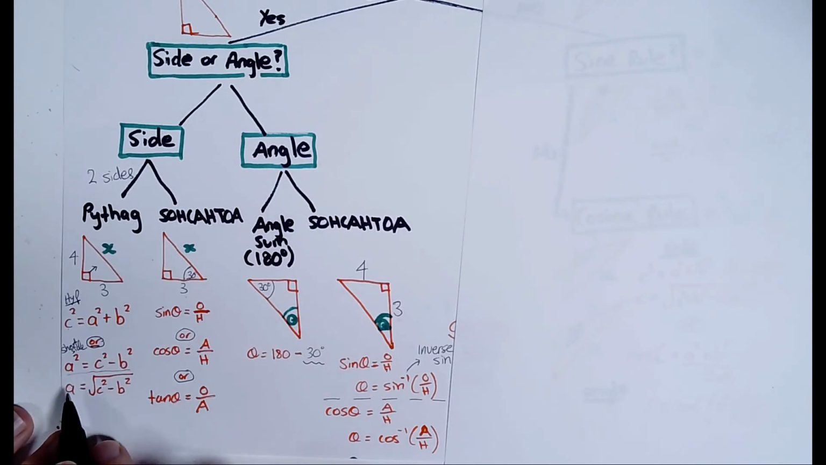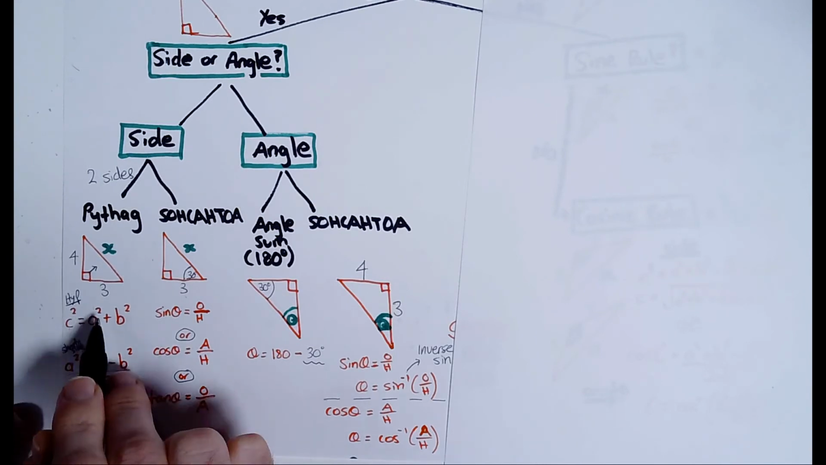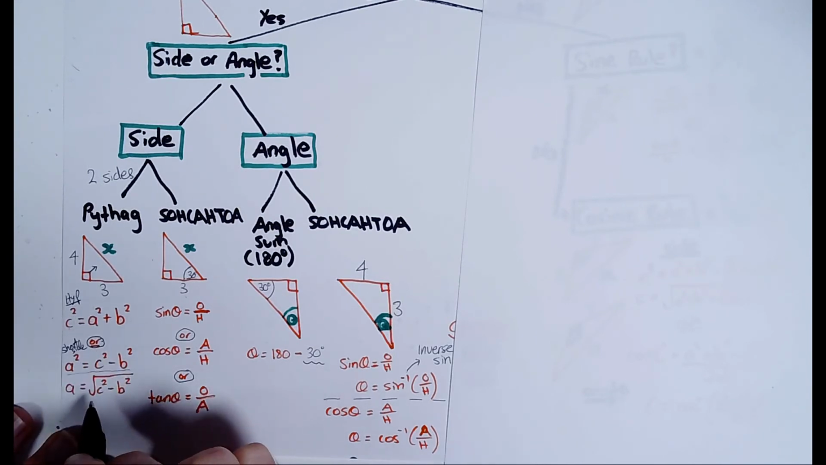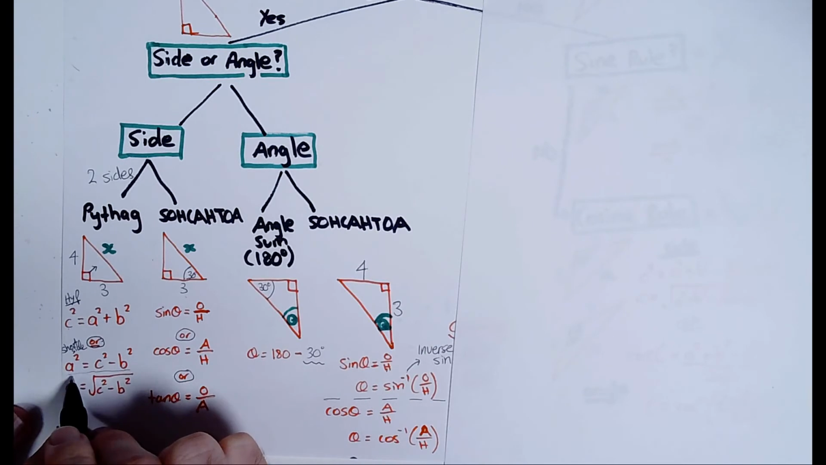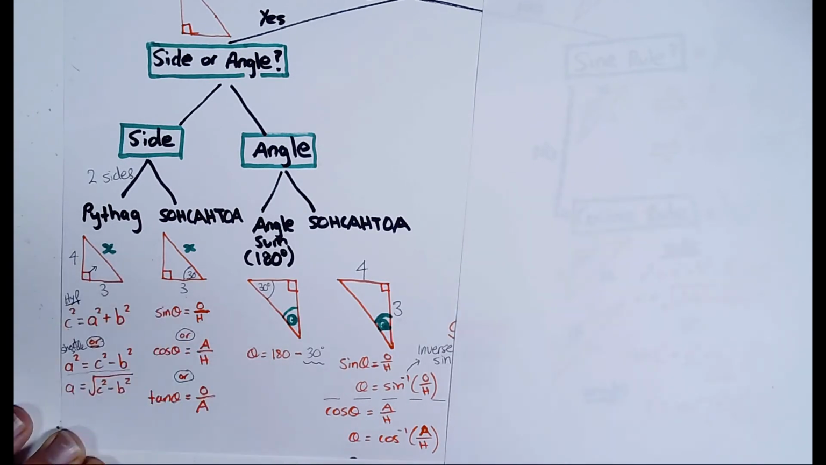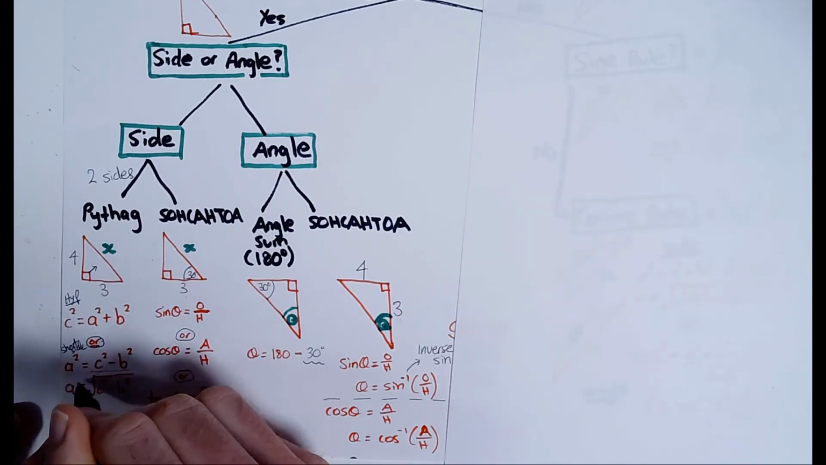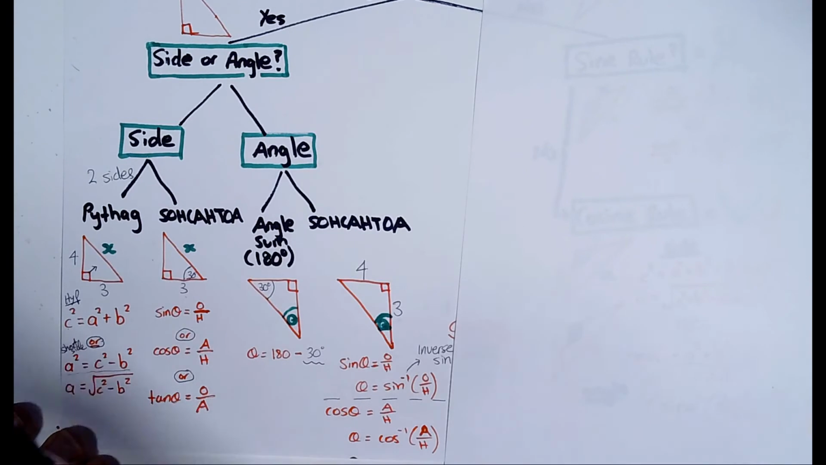Make sure at the very end when you get your answer, you square root the answer. You have to square root the answer in both cases, because what you're actually finding is c squared and a squared. You're not finding c and a. So you will then have to square root both sides to actually leave you with the side you're trying to find.